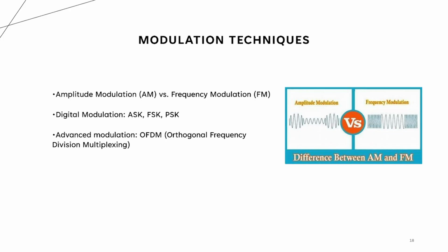Then finally we talk about the advanced modulation called orthogonal frequency division multiplexing. It divides the wideband channel into multiple narrowband subcarriers, improves the spectral efficiency, and mitigates multipath fading. This is called orthogonal frequency division multiplexing.